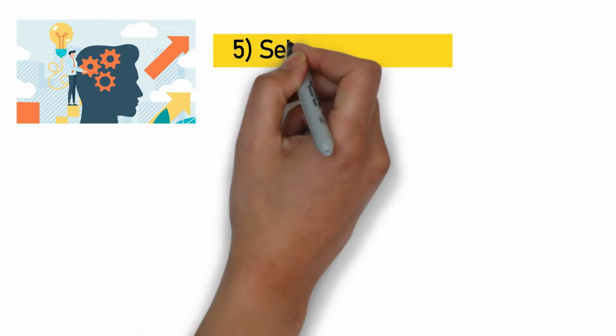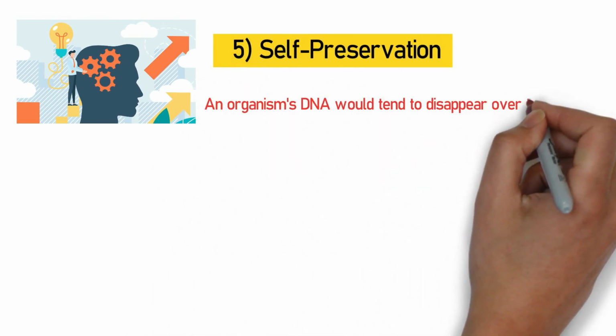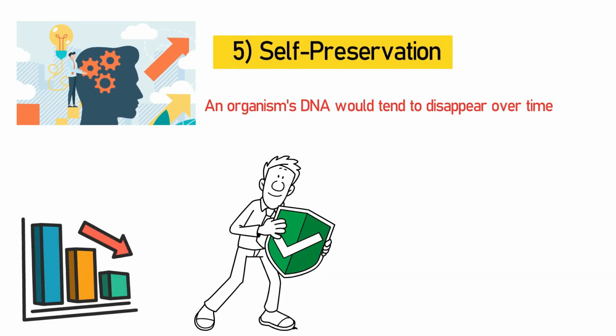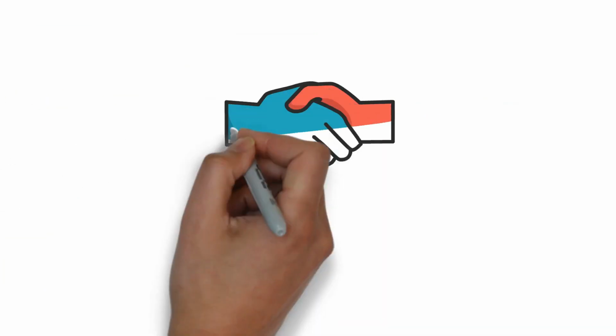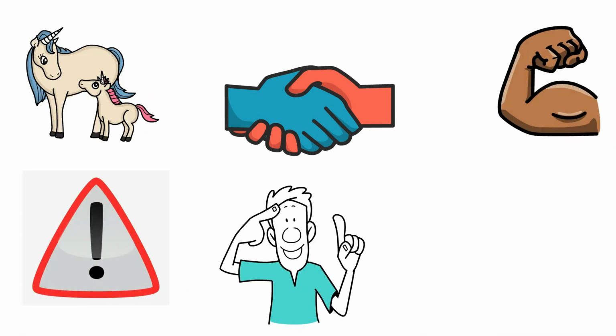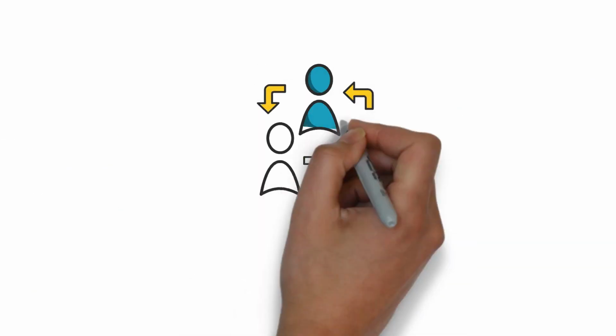Number 5. Self-preservation. An organism's DNA would tend to disappear over time if it lacked a strong self-preservation instinct, effectively eradicating that DNA. While cooperation is an important model, all organisms have a strong self-preservation instinct that can lead to violent, erratic, and/or destructive behavior in those around them.